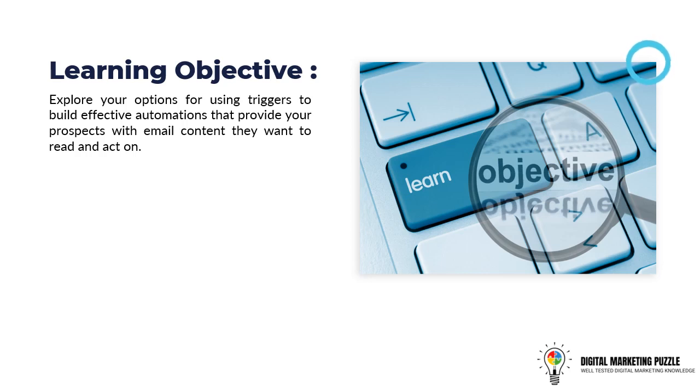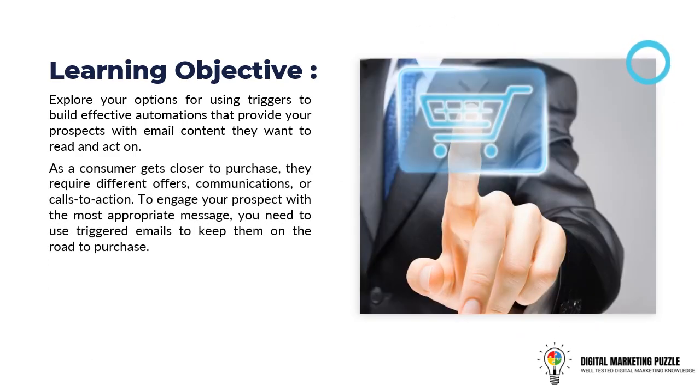An automation isn't set into motion on its own, it requires a precipitating event or action for it to be triggered. Every automation will use different triggers to guide prospects down the sales funnel. As a consumer gets closer to purchase, they require different offers, communications, or calls to action. To engage your prospect with the most appropriate message, you need to use triggered emails to keep them on the road to purchase. Who better to determine what they need than the customers themselves?